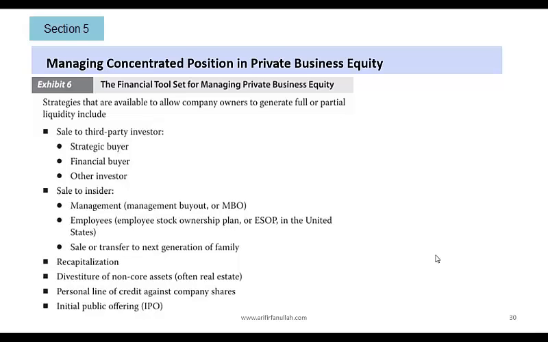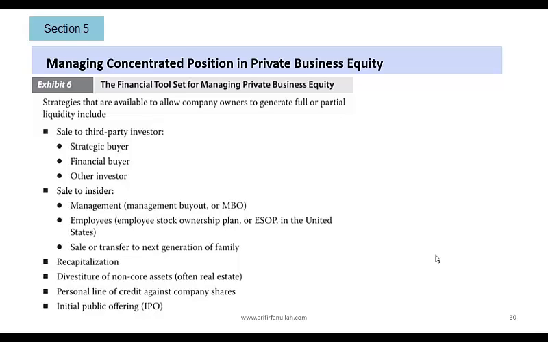They haven't mentioned what the other investor is, but there's another investor as well. You could sell to the insider, which would mean sell to management. We've all heard of management buyouts. Sell to employees, ESOP, or transfer to the next generation of family. You can recapitalize, which means the company buys the equity from the owner.